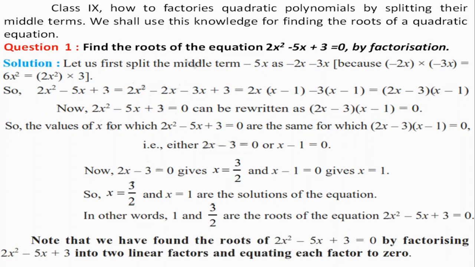Note that we have found the roots of 2x square minus 5x plus 3 equal to 0 by factorization of 2x square minus 5x plus 3 into two linear factors. Means 2x minus 3 is linear and x minus 1 is also linear. Setting both linear factors equal to 0, we get the values of x. These are the solutions of the quadratic equation. Let us see another example.